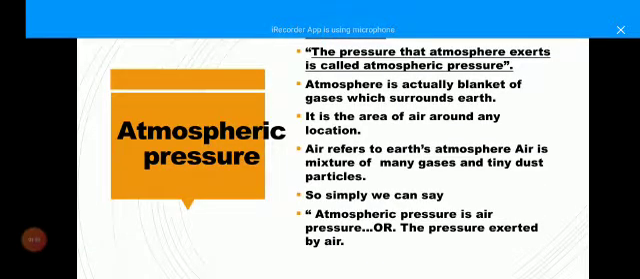Air refers to the earth's atmosphere. Air is a mixture of many gases and tiny dust particles. So simply we can say atmospheric pressure is air pressure, or pressure exerted by air.